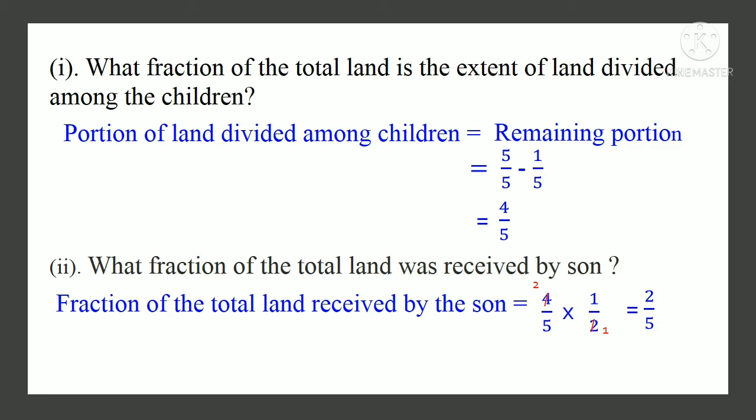Okay. Now, let's move to question number 2. Part 2. What fraction of land was received by son?